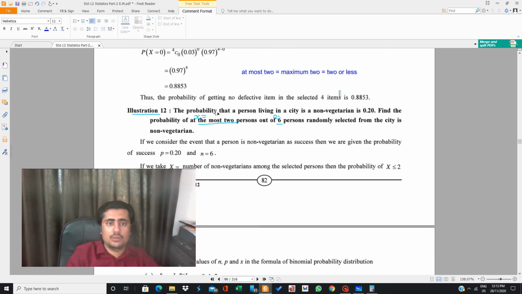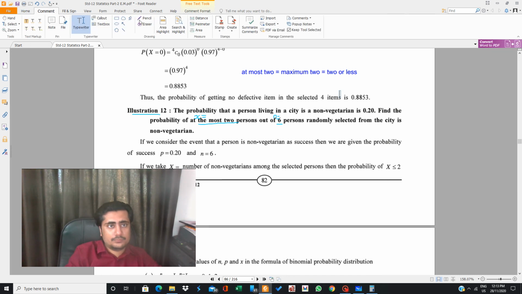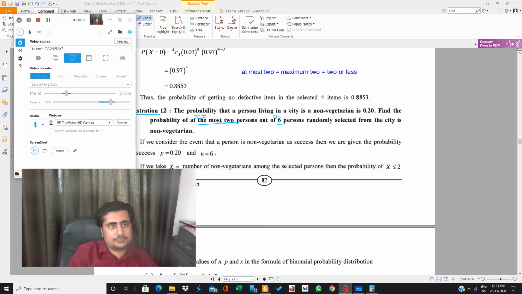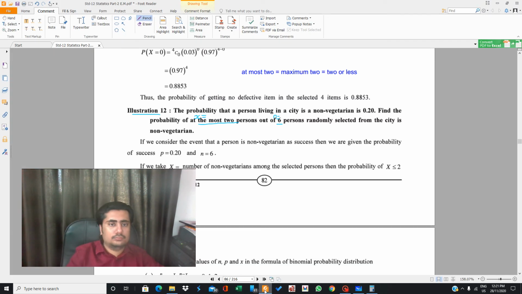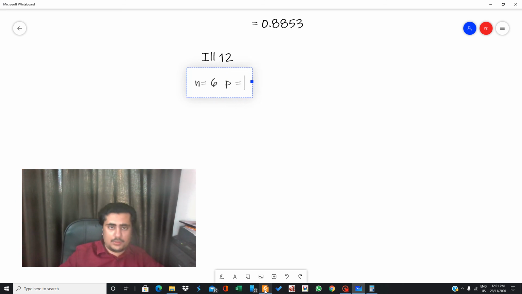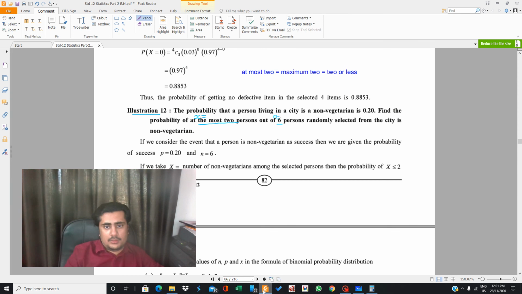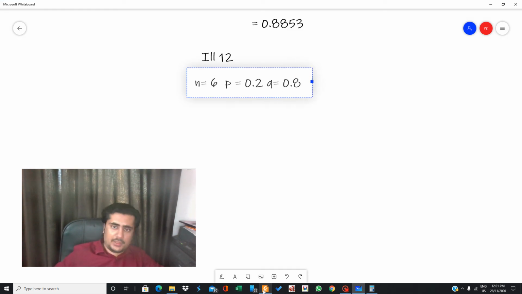So they have asked you about 2 x's. So your n is equal to 6, p is equal to 0.2, q is equal to... now see, if you know that p is 0.2, then q will be 0.8. x is equal to 0, 1 and 2.